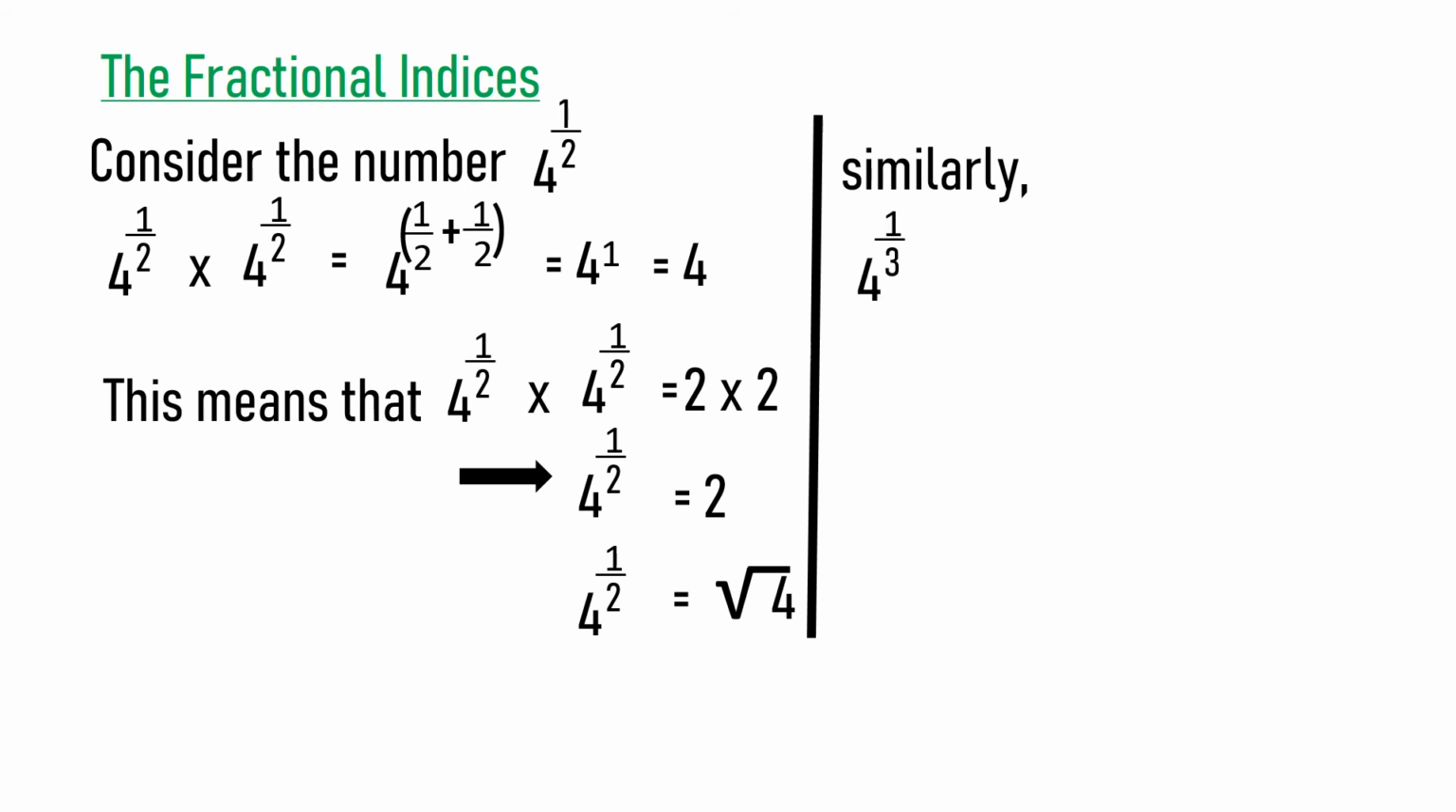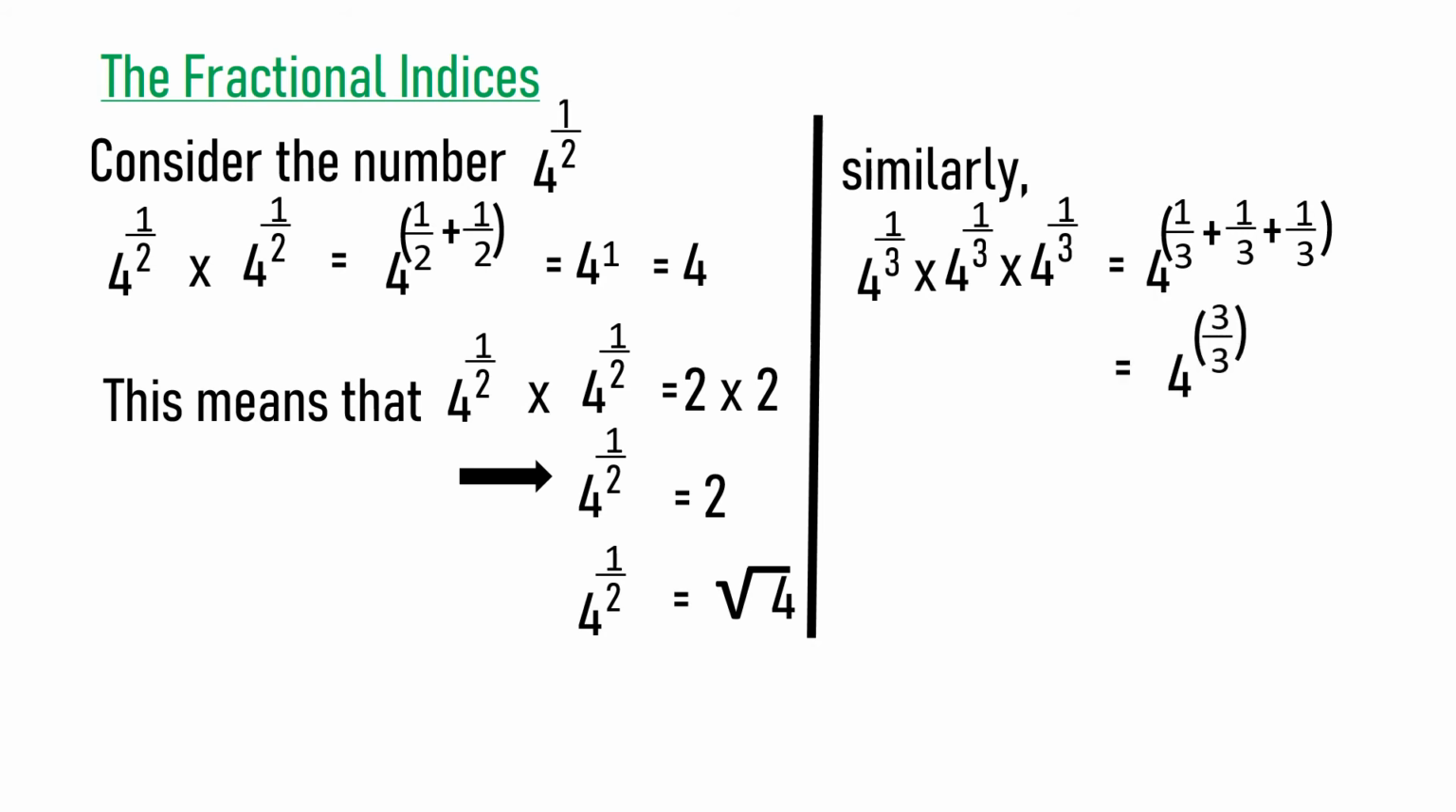Similarly, 4 power a third times 4 power a third times 4 power a third is the same as 4 power a third plus a third plus a third. This is according to our first law of indices. A third plus a third plus a third is 1. So this is the same as 4 power 1, which is simply 4. Therefore, 4 power a third is equal to the cube root of 4.